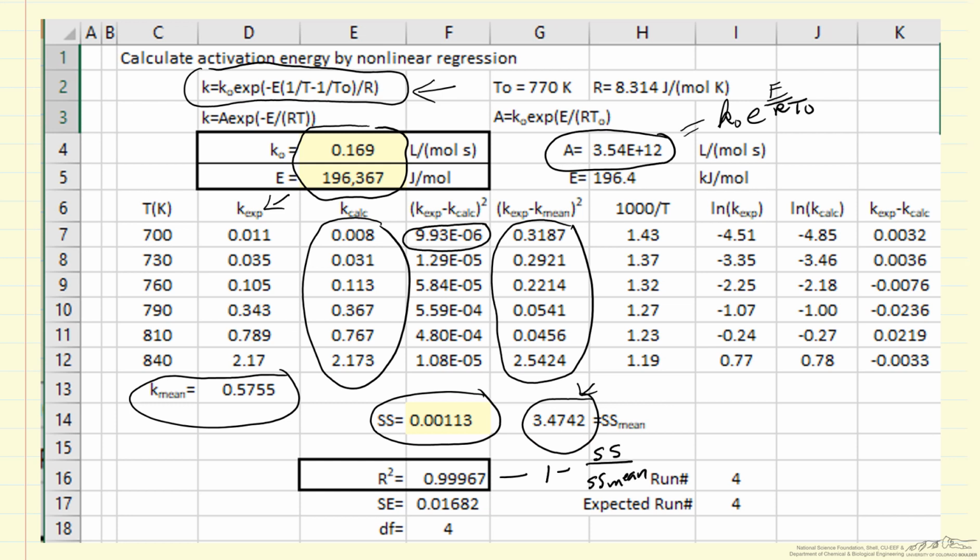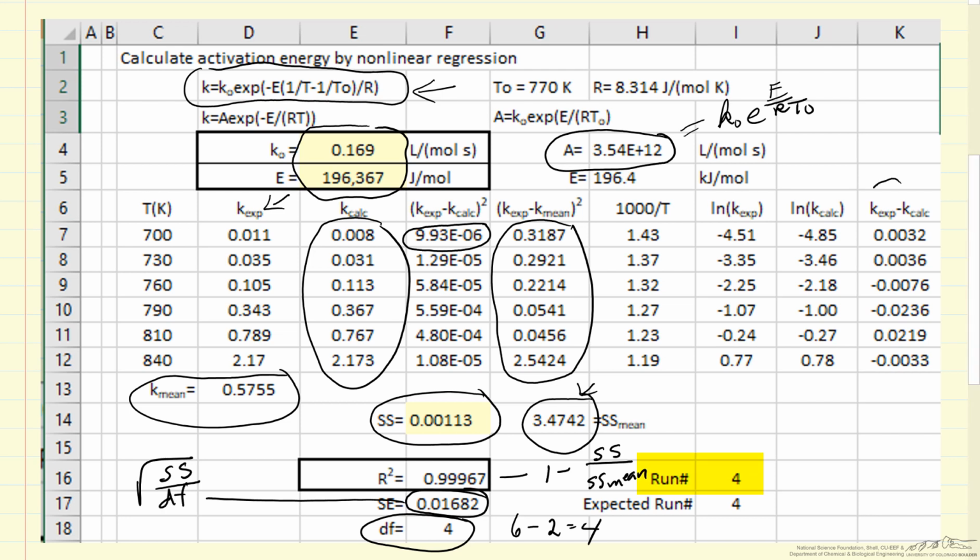The other terms: degrees of freedom is the number of data points, in this case 6, minus the number of parameters, so that's 4. And then the standard error is the square root of the sum of the squares divided by the degrees of freedom.